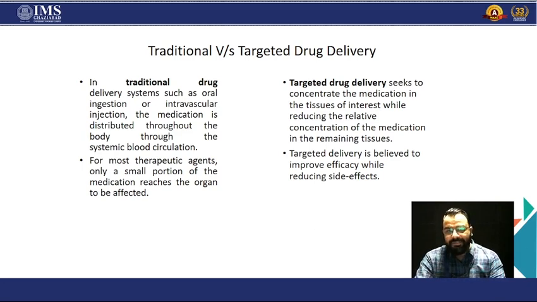In the targeted drug delivery system, we concentrate the medication in the tissue of interest. We create a nanoparticle, which can be carbon nanotubes or gold nanoparticles, whatever we are using as a delivery host. We create a targeted delivery system where the drug of interest is attached to it, and it is targeted specifically to the targeted organ or cell.